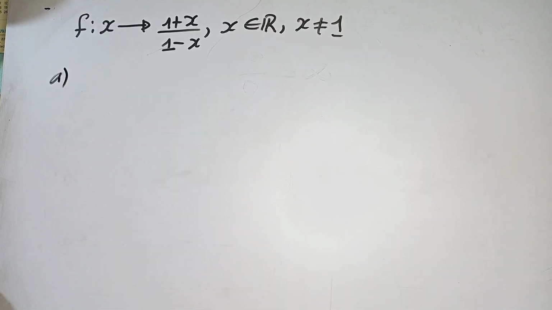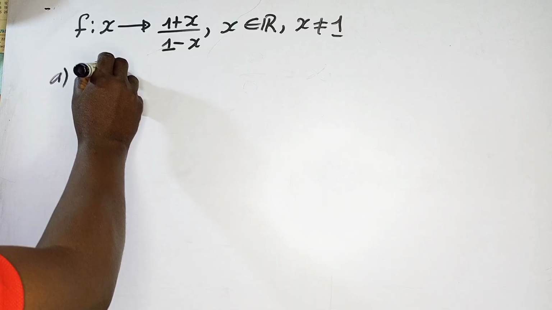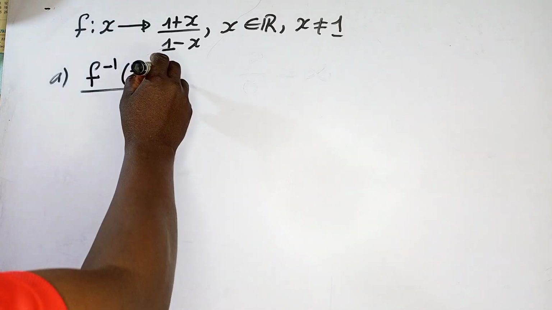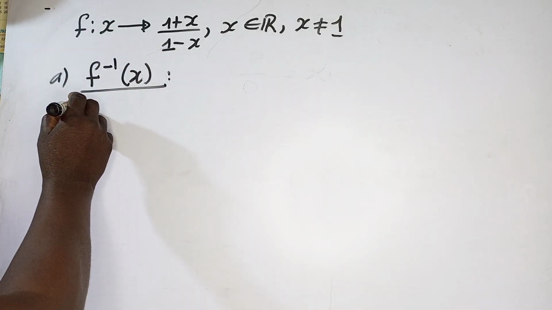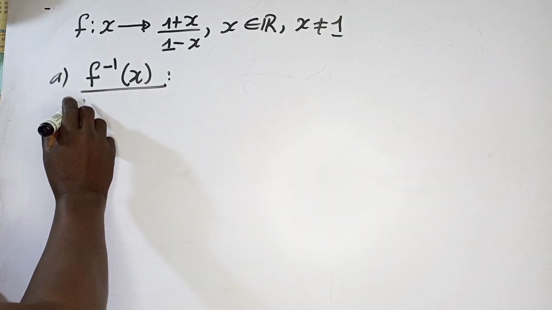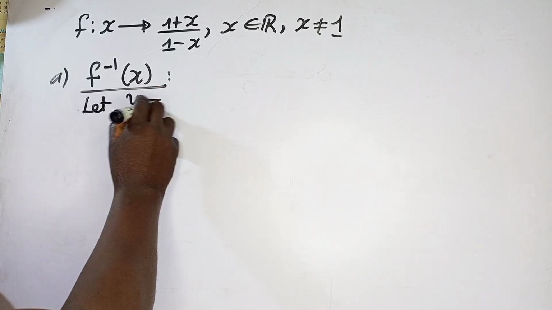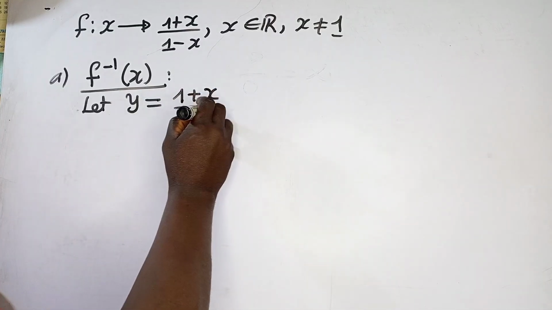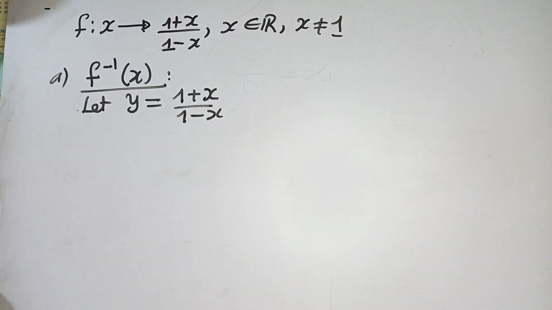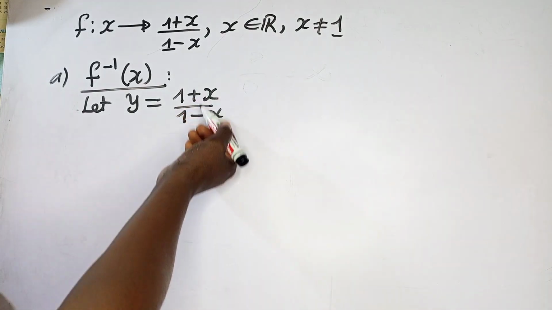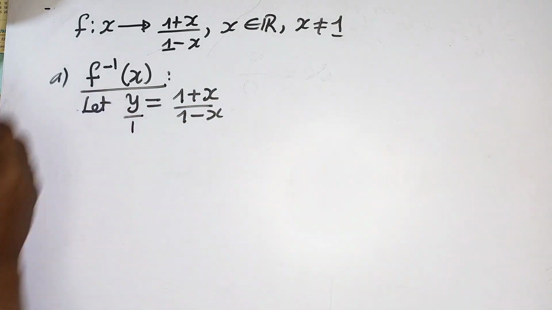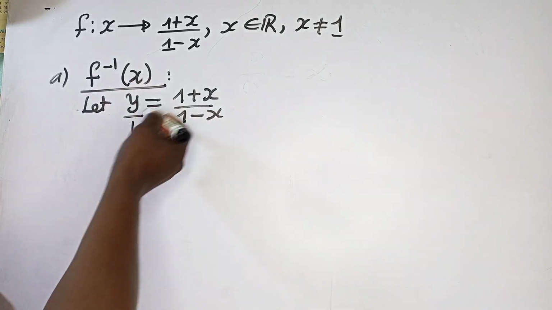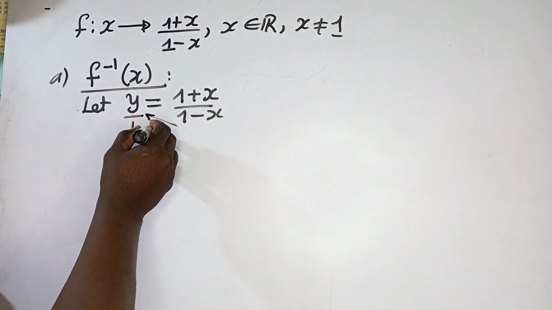All right. Let's start with the first part. The first part of our question says, find the inverse function. How do we get the inverse function of x? Remember the 3 steps method? Step 1, we'll let y be equal to the function f of x. So y equals 1 plus x all over 1 minus x. We solve for x. All right, this is a fractional expression. We just do this all over 1, so that we'll have a fraction equal to a fraction. Then we'll carry out cross multiplication.